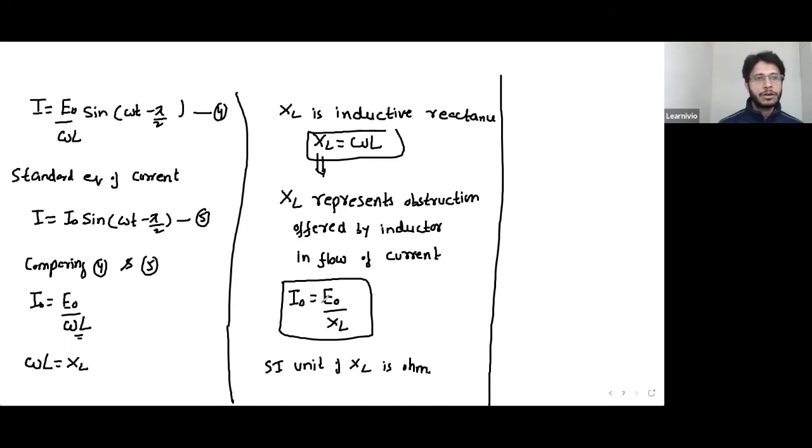Okay, so this is I naught, equation number 5. If you want to calculate IRMS, you can calculate IRMS as ERMS divided by XL. So after getting the equation of current and the equation for peak value of current, you need the phase difference.